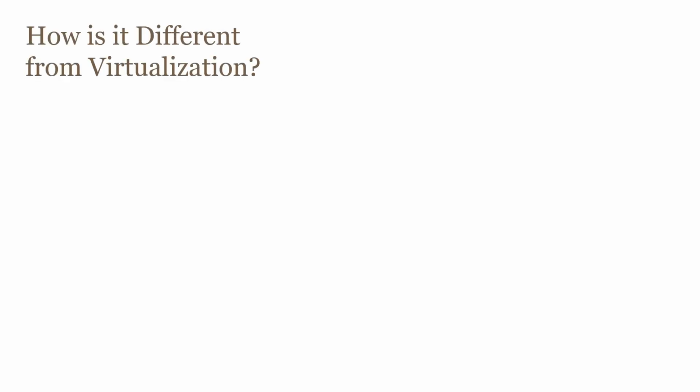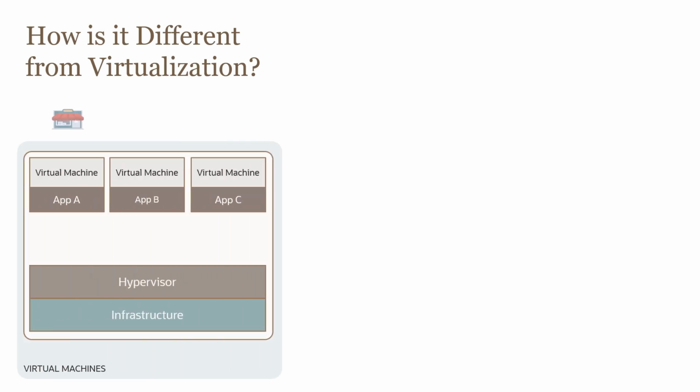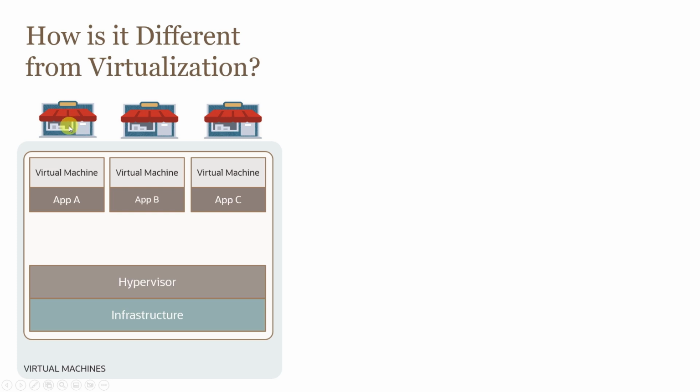Let's understand how it is different from virtualization. On one side, we have traditional virtualization. Picture this. It's like having multiple houses on a single piece of land, and each house or virtual machine has its complete setup, walls, roofs, and utilities. This setup, while providing isolation, can be resource intensive, with each virtual machine carrying its entire operating system.